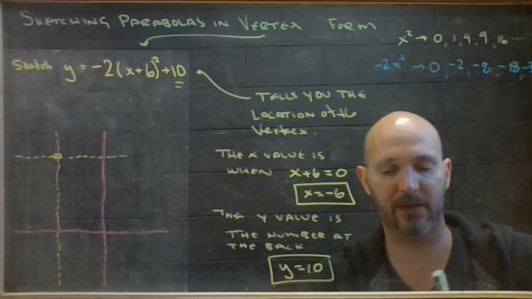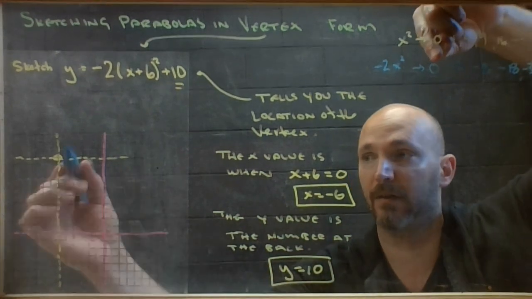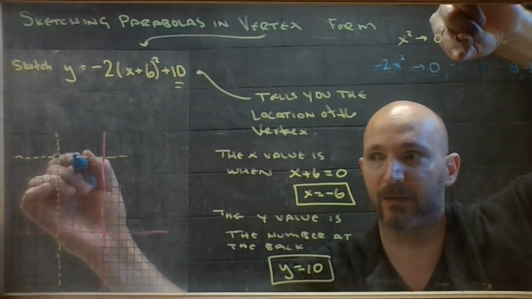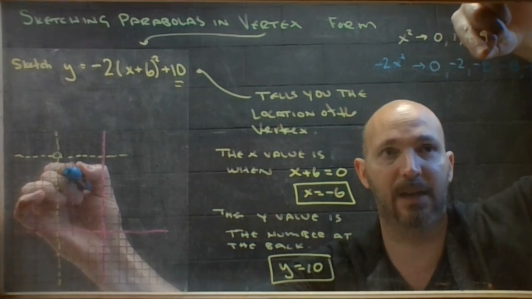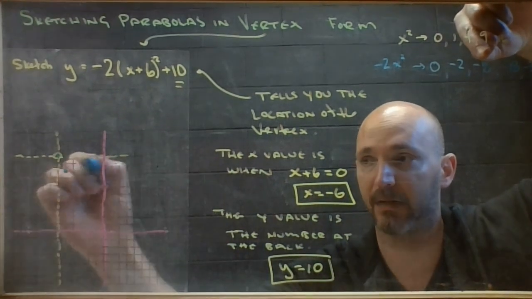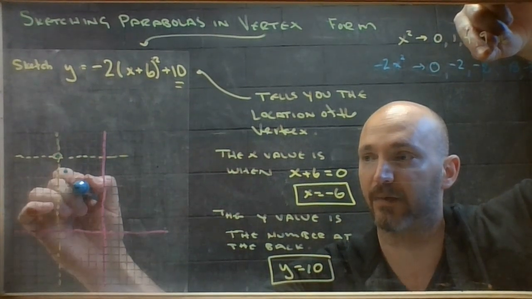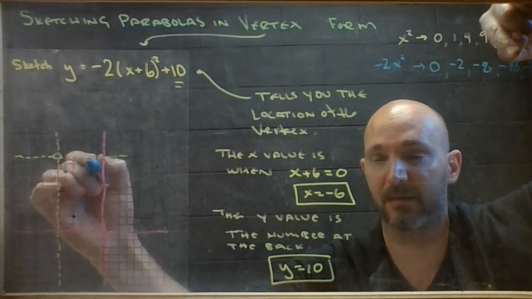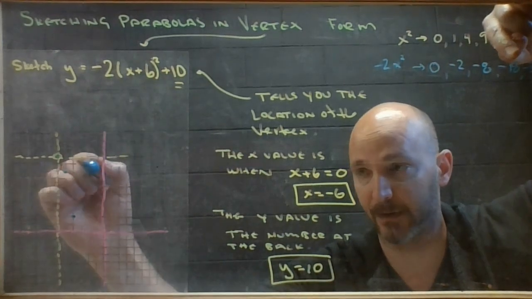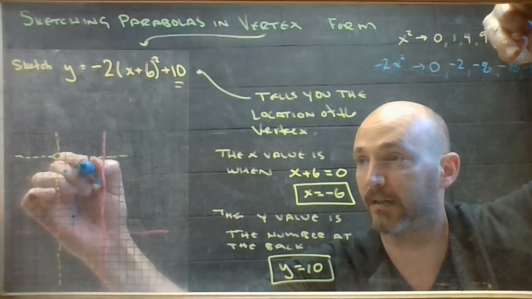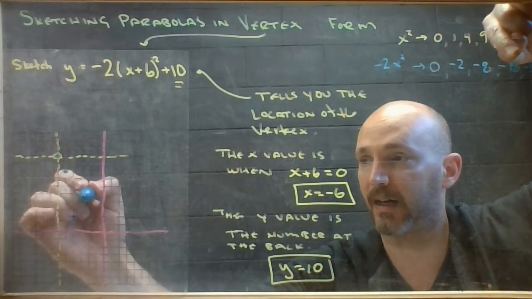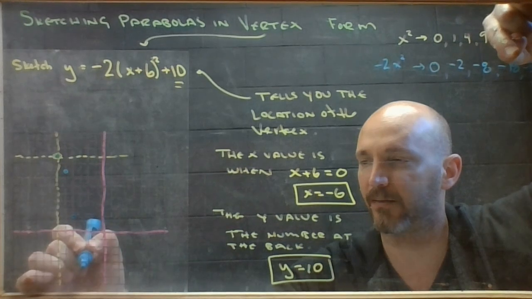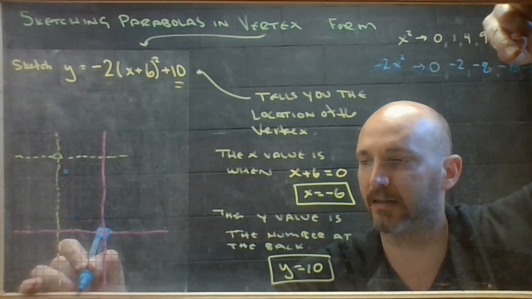So, from my vertex, one step, down 2. Another step, down 8 from my count line. 1, 2, 3, 4, 5, 6, 7, 8. Another step, down 18 from my count line. 1, 2, 3, up to 18. I'm going to squeak through there.